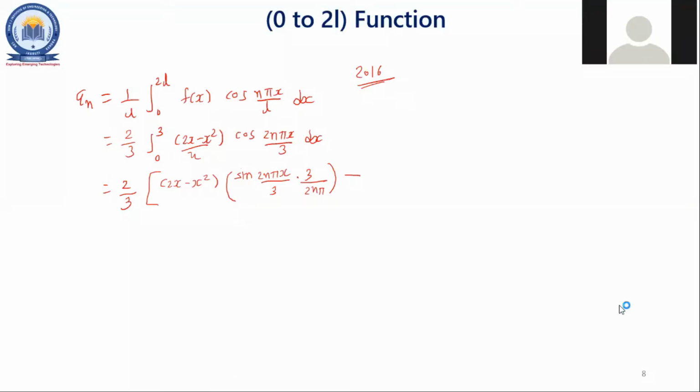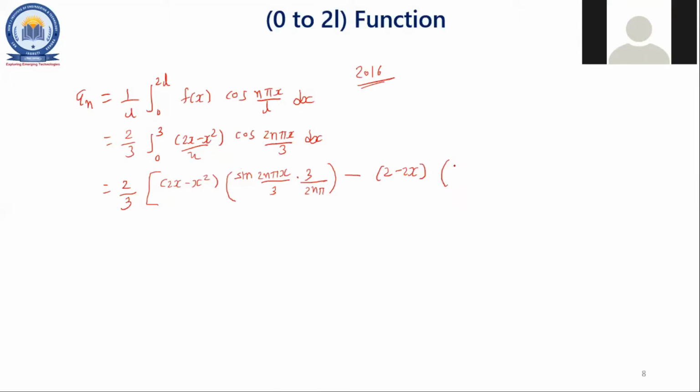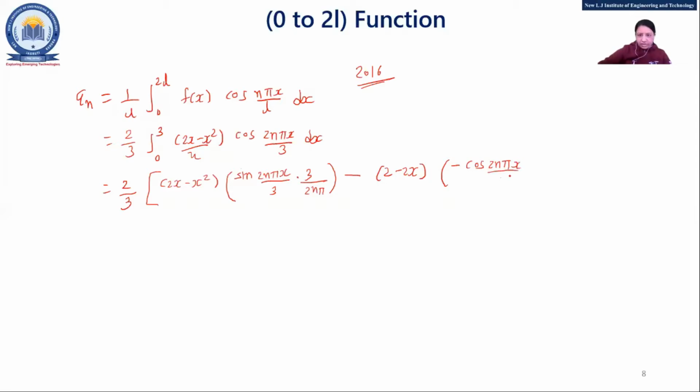2 minus 2x. Just a minute, I'll write it down. First this 2 minus 2x. Then in bracket minus cos 2n pi x by 3, into 3 by 2n pi.